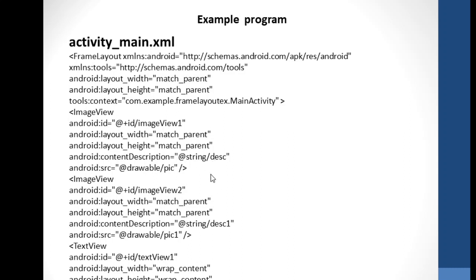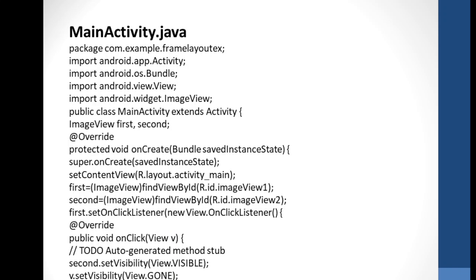And we have given the Android content description, pic and pic one. Next we are giving the Android text. The width and height should be wrap_content. Why? Because the text content should be within the text view only. For every layout, if we want to change things dynamically, then we should write the Java code.